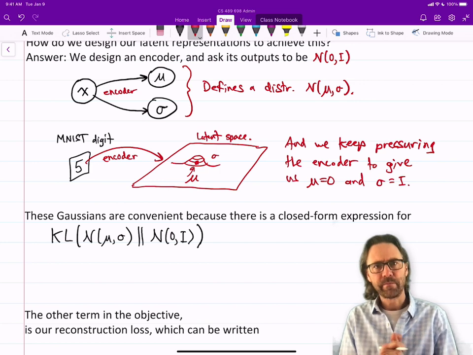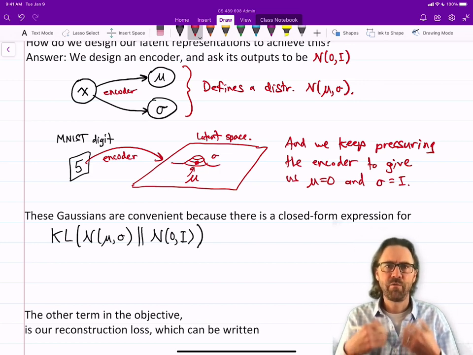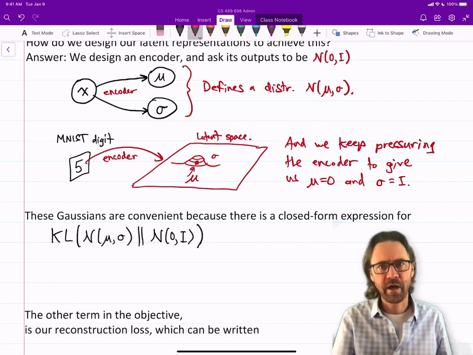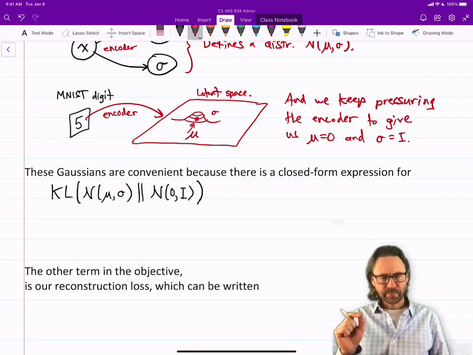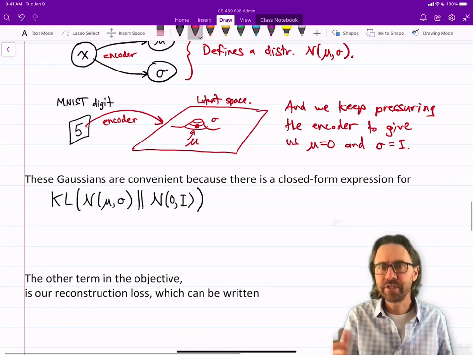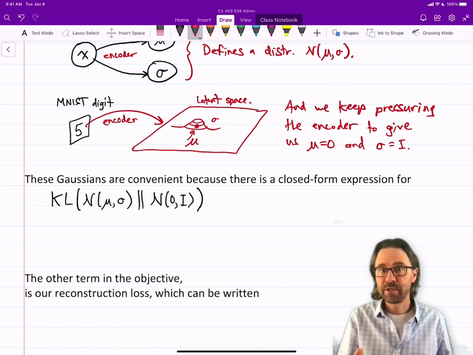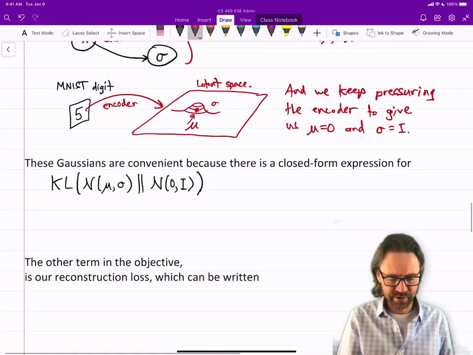So we're going to keep pushing the encoder towards mu equals 0 and sigma equals I, or 1. Okay, now, since it's giving us this distribution normal mu sigma, we can calculate the distance or the difference between that normal distribution and the standard normal distribution.